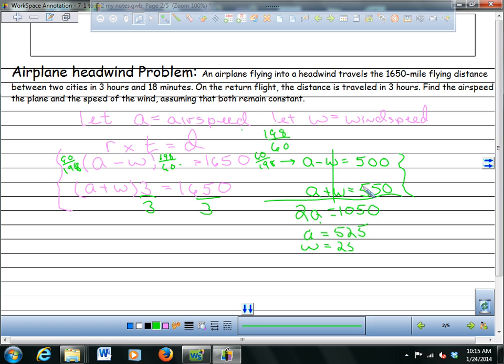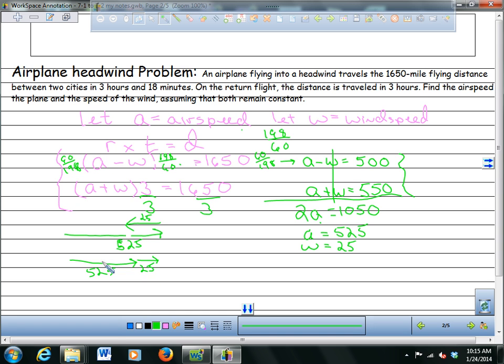What's A minus W? If you're flying this way and the wind is pushing you backwards, the wind's pushing you at 25 and you're trying to go 525. Your net speed is like adding vectors, so it's A minus W. How do you get A plus W? That's when the wind is pushing you, so you're adding those two vectors. He's trying to go this way at 525, and the wind is pushing him at 25.